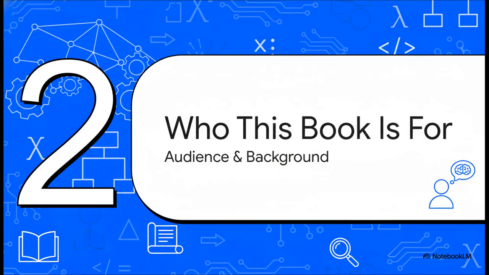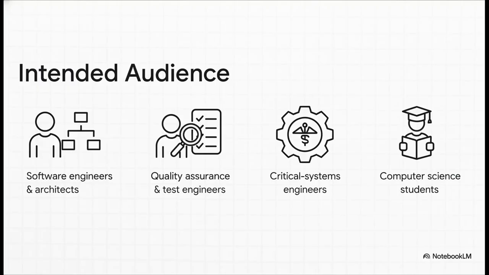Okay, so we know the purpose. Now, who is the intended audience? Is this book for you? Let's take a look at the kind of background and goals that would make this a good fit. You'll see it's really aimed at practicing engineers and computer science students. So whether you're designing system architecture, working in QA, or building critical systems, the content is geared toward anyone looking to add more precision to their work.